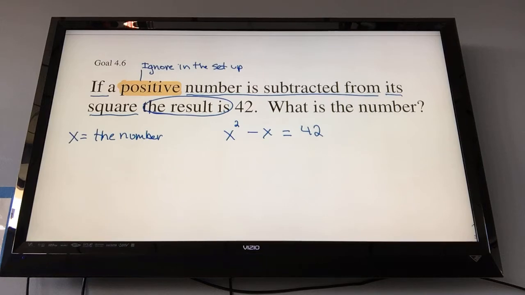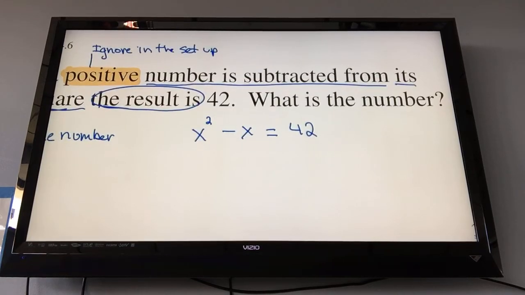So this is my setup. A positive number, sorry, ignore that. A number is subtracted from, so that means it comes second, minus x. What's it subtracted from? Its square, which is x squared. The result is, that's my equals. All three of those words mean equal, 42. And then we solve this like I just did the other questions.